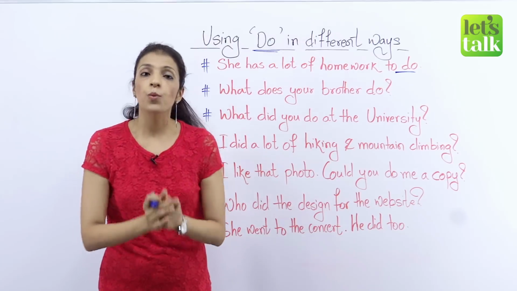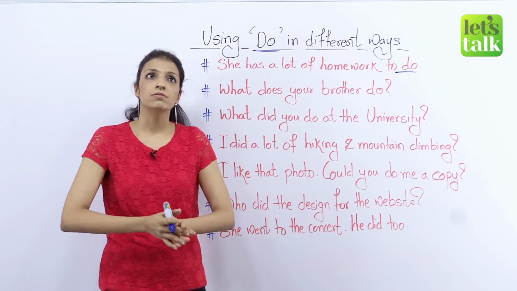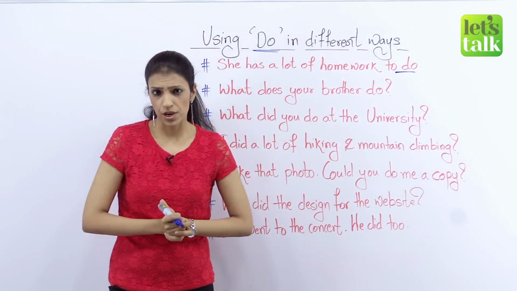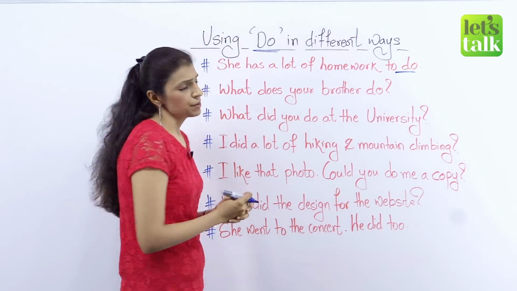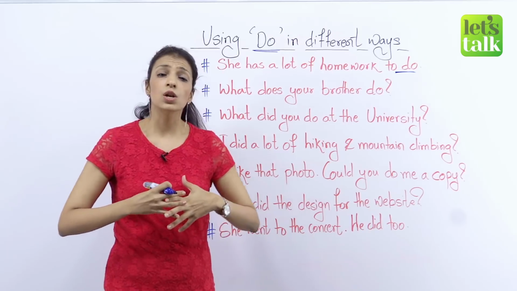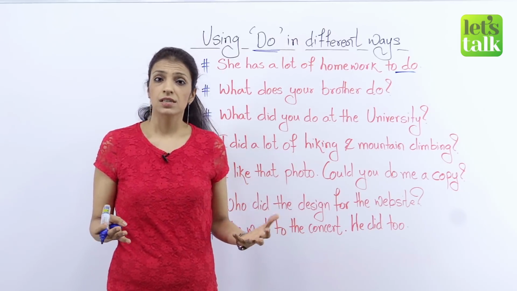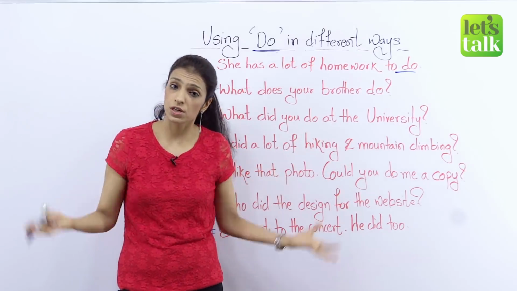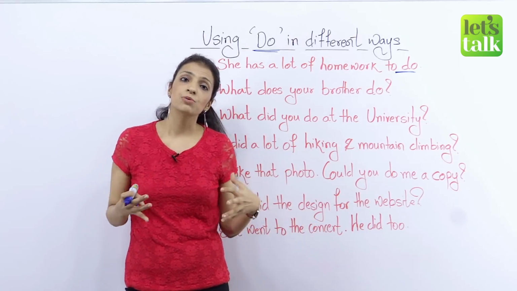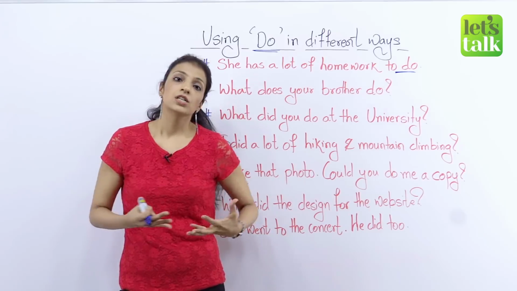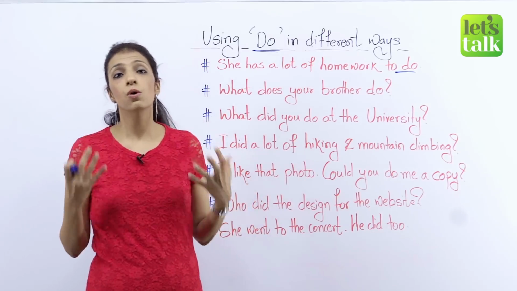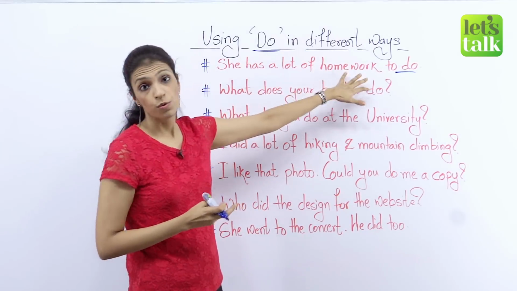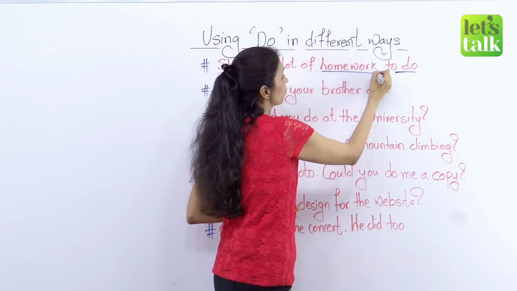Now, we use do when you talk about nouns like a task, homework, some work, or it could be a particular job, okay? So if I say that my friend does a lot of work in the office, that's a task, it's a job, right? So I use the verb do. She does a lot of work in office because I'm talking about a noun, and that noun is work, okay? So when you talk about work, you talk about homework, you talk about a particular task, use the verb do. So she has a lot of homework. Now my task here is homework.